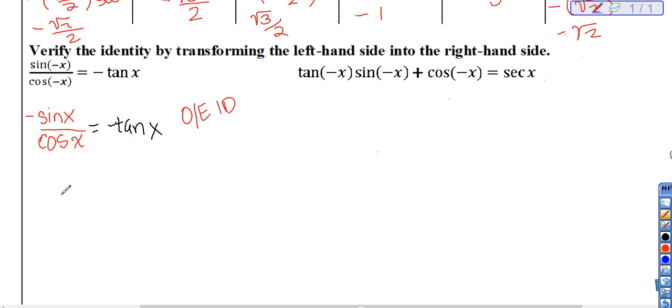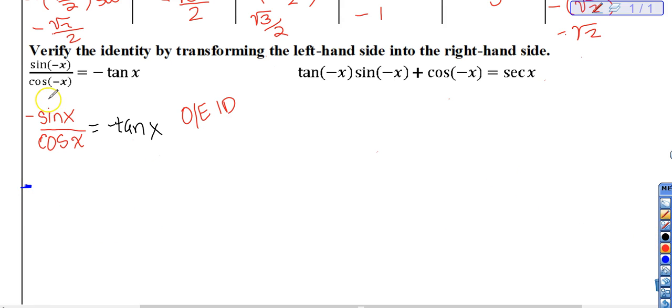It's a quotient identity, right? The negative sine over cosine is the negative tangent, is it not? But there's two things happening here, because the first thing I'm doing is negative divided by positive is negative. So I'm going to use my blue pencil as a different thing that I'm doing. I'm simplifying. I'm dividing positives and negatives.